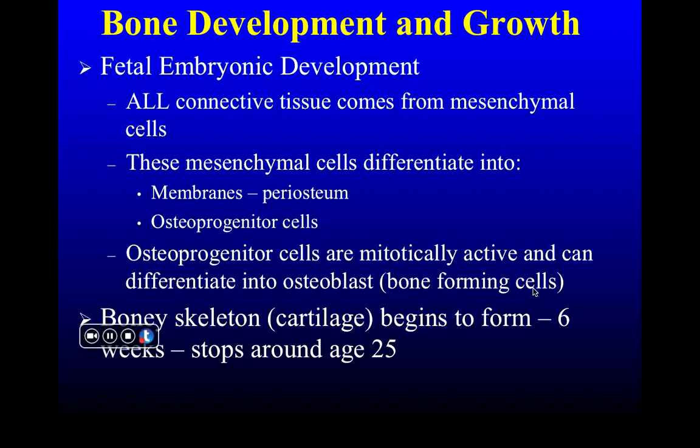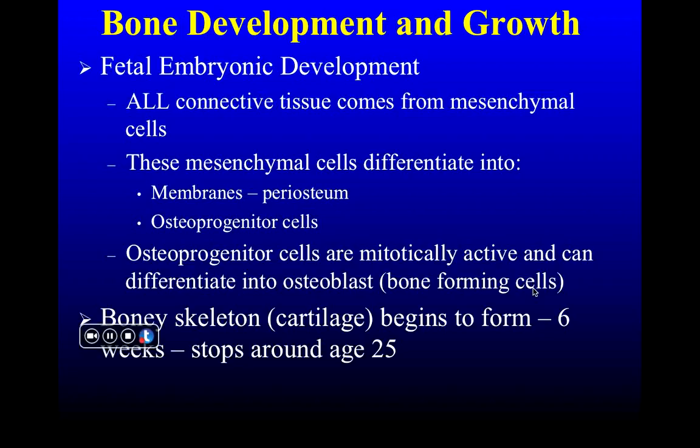So the mesenchymal cells are going to have to differentiate into osteoprogenitor cells. But not all of them, right? Because some of them are going to be part of the membranous, the fibrous tissue. So it has a dual role. One is going to make the periosteum, and the other one is going to provide the osteoblast to start making the bone.